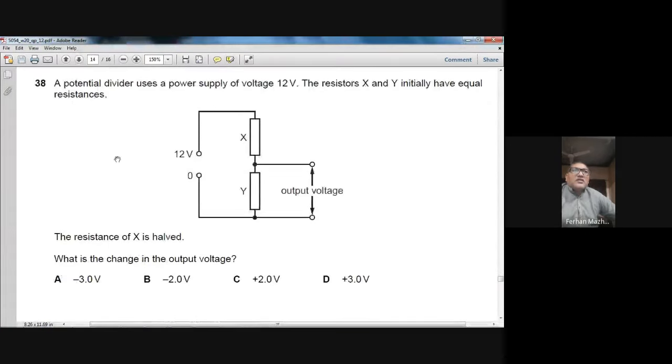A potential divider uses a power supply of 12 volt. The resistors X and Y initially have equal resistance. At the start, they both have the same resistance. The resistance of X is halved. What is the change in the output voltage? Okay, so what will be the change here? Let me show you. I have done this. And this is how.